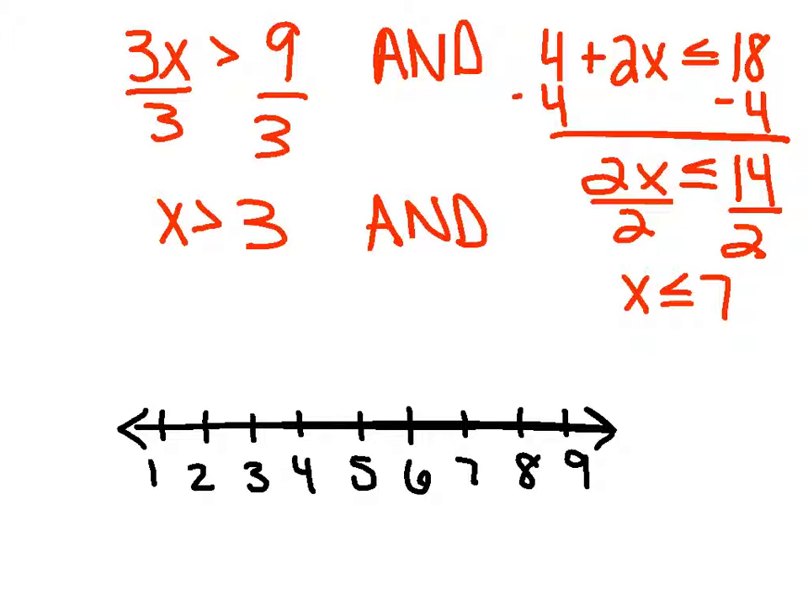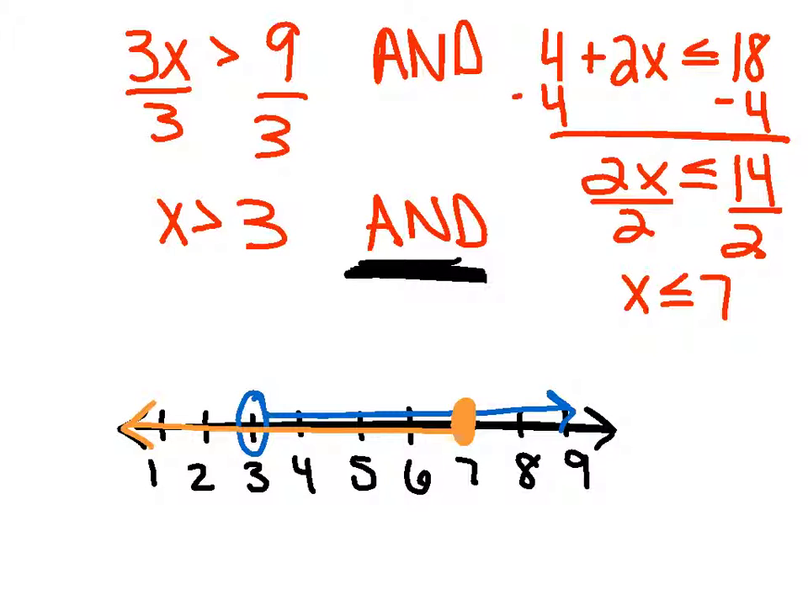When you graph this, x is greater than 3, open circle, going to the right. x is less than or equal to 7, closed circle, going to the left. This is an "and" inequality. That means both things have to be true. So the only place on this graph that's an answer is where both things are true. That means open circle here, closed circle at 7, shade in between.